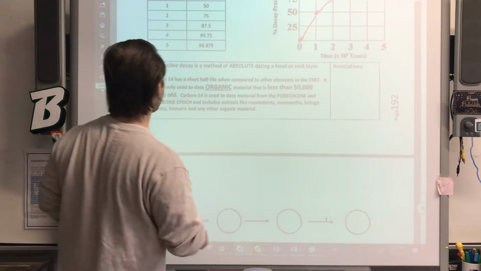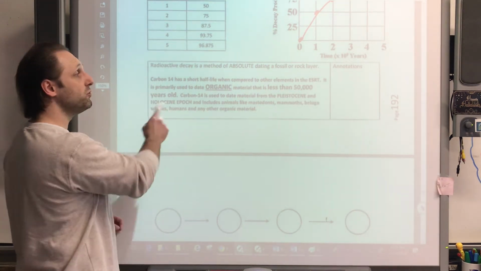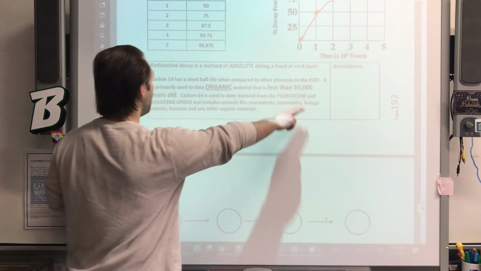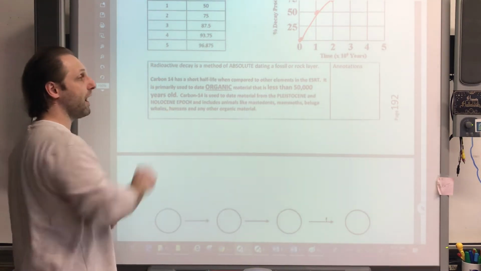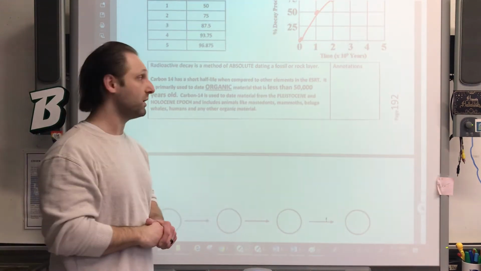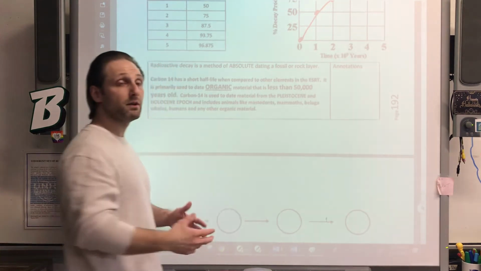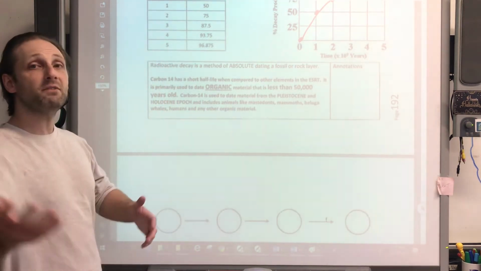Okay? We tend to use this to date back into our Pleistocene and our Holocene epochs, which are the two most recent ones. Okay? We sometimes are looking at things like mastodons, mammoths, maybe whales, anything else, even humans.